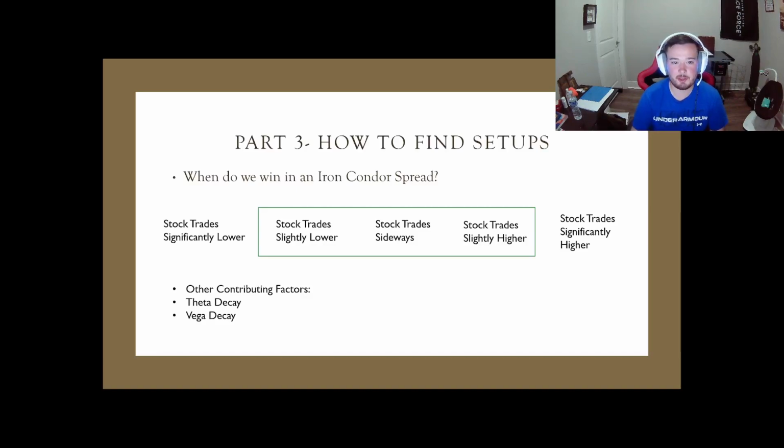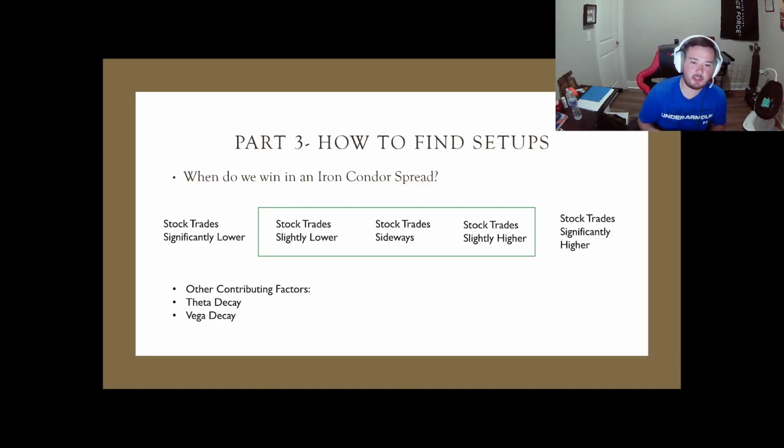Now, the last one we're going to talk about that we use is the iron condor spread. And this one, however, doesn't have as high of a percentage win rate as the other two because it's essentially opening up 2 opposing trades. And if you look at our win conditions here, stock must trade slightly lower, stock must trade sideways, or the stock must trade slightly higher. Now, why would we open an iron condor spread? If the volatility is very, very high and the stock is in between a clear resistance and a clear support, and we don't know which way the price direction is going to go, that's when we open an iron condor.